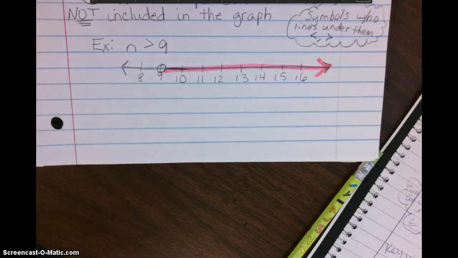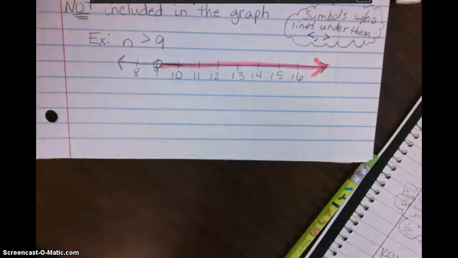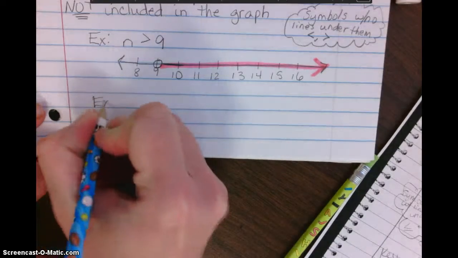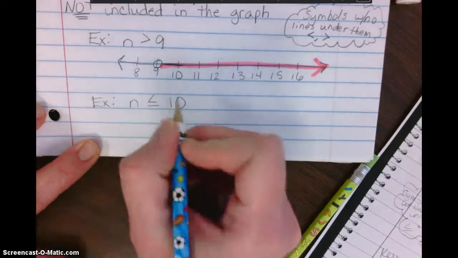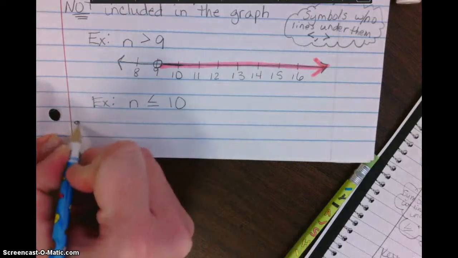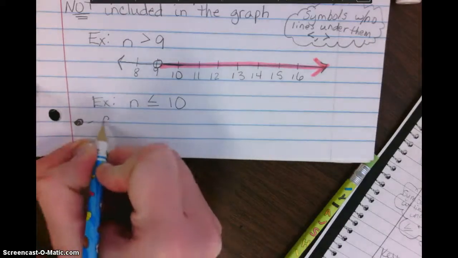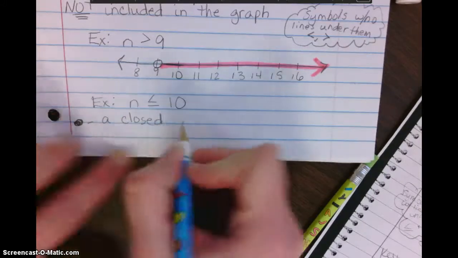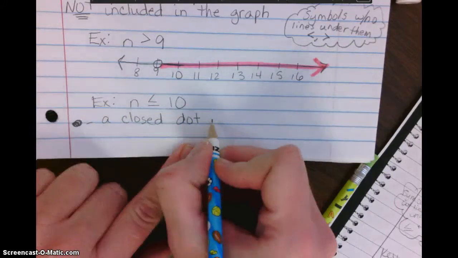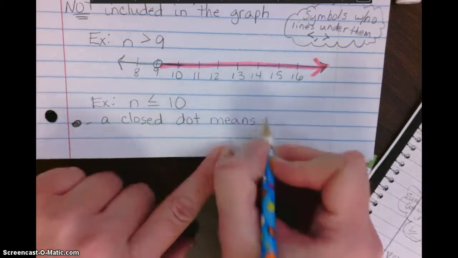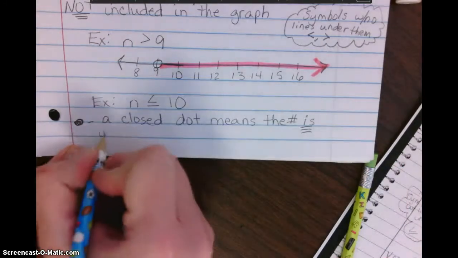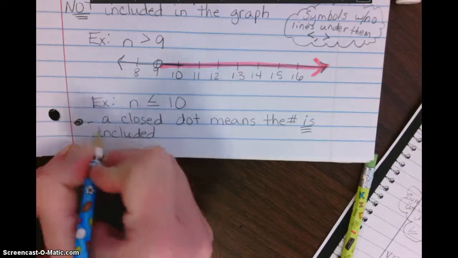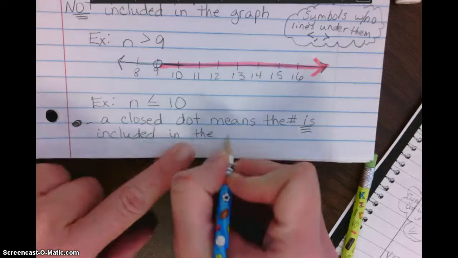Now let's look at when we use a closed dot on our number line. Our example would be n is less than or equal to 10. We use a closed dot, which means the number is included in the graph.